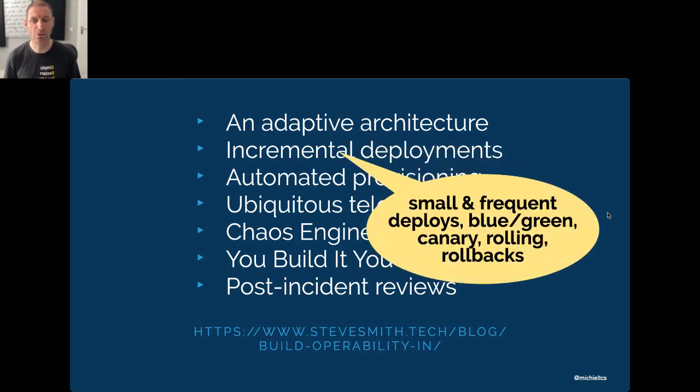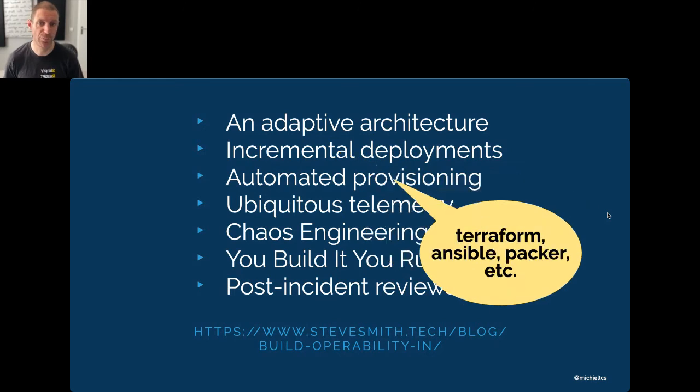Second is incremental deployments. And I'll go into that a little bit in detail in a minute, but think of small and frequent deployments, blue-green deployments, canary deployments, rolling updates, automated rollbacks, all these things to ensure that we have lots and lots of little deployments in order to reduce risk. Automated provisioning, where we use tools like Terraform, Ansible, Packer, what have you, to automatically create, modify, maintain, delete, update infrastructure, servers, virtual machines, what have you.